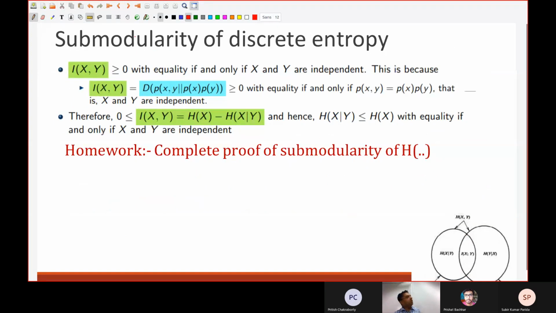So without further ado, let's move to the homework problem. The homework problem was to complete the proof of submodularity of H. Where did we leave ourselves? We said, well, I of x comma y can also be viewed as a KL divergence between the joint distribution of X and Y, and the independent distribution of X and Y.